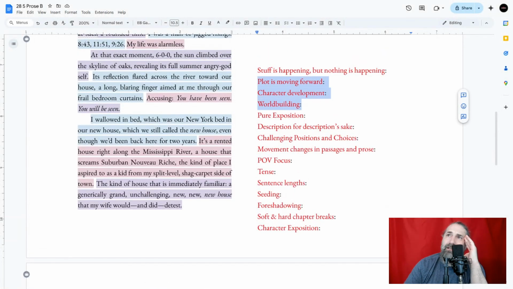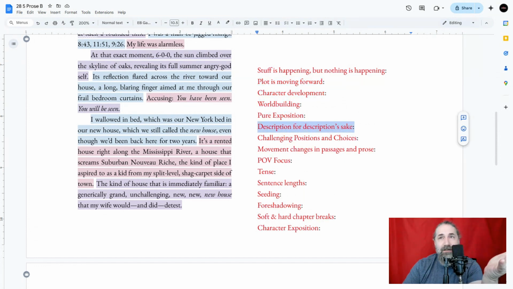So it has plot, it has character, it has world. It is not pure exposition or description for description's sake because it moves through the character's experiences. We are not challenging much, but we are creating positions, which is good. You want to create positions. All right.